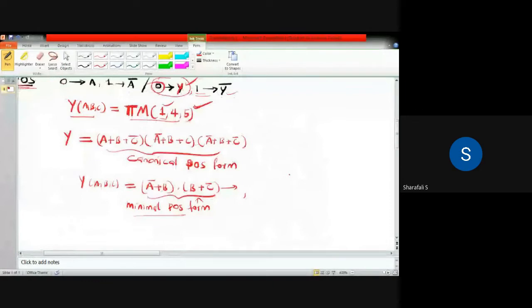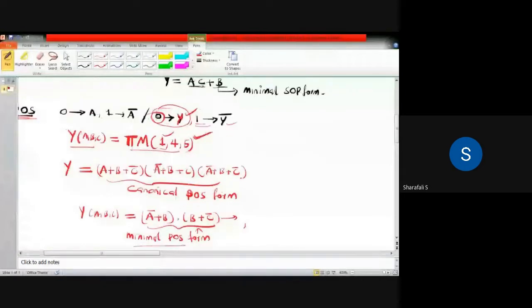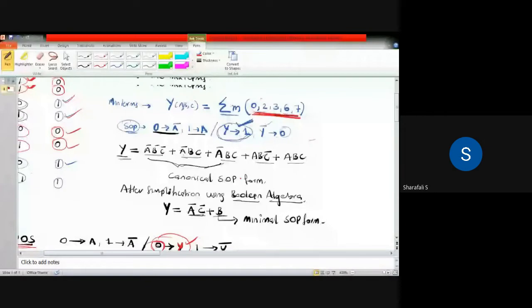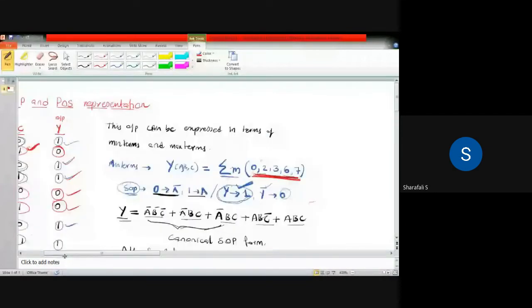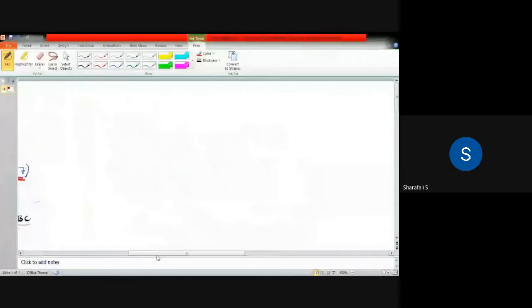Before we go to the simplification of these expressions for checking, first we will cover how we can simplify any expression using K-map. That first we have to discuss. So we'll consider that. So minimization.